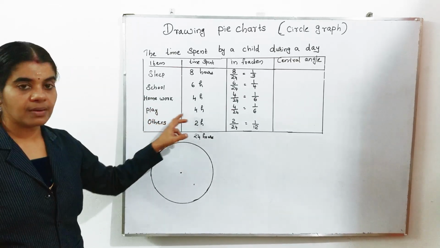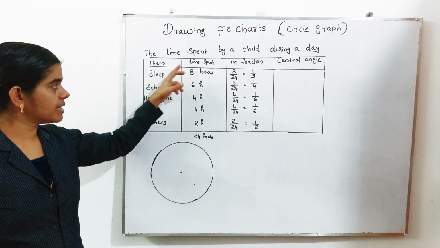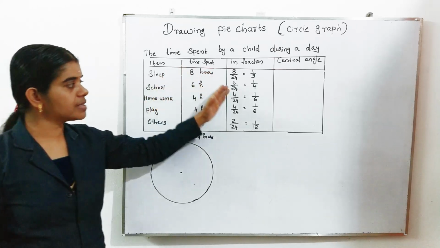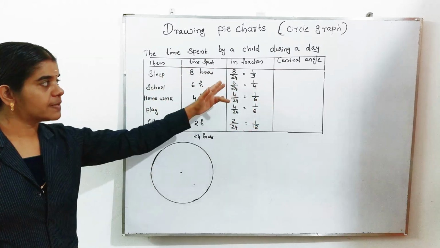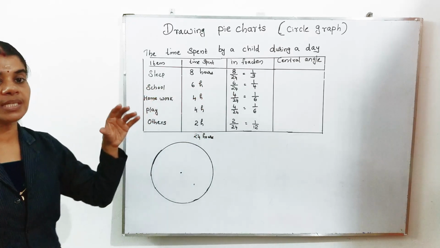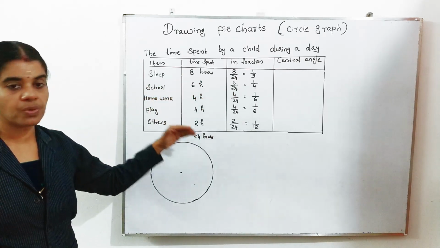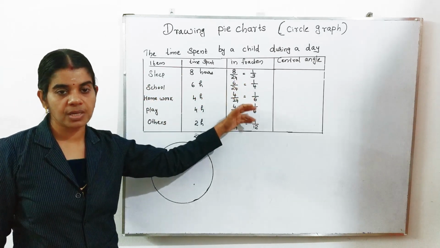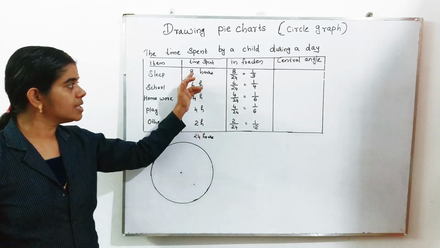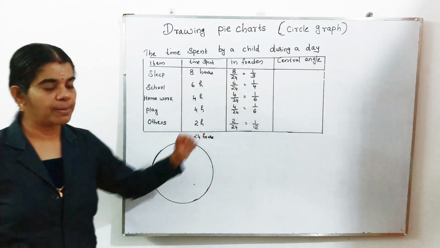That means this will be our question. Sleep item and time spent. These two are given. Next you want to make two more columns. First one is in fraction. How much is the total? Given divided by total, then you will get the fraction. Here 24 hours are the total. So 8 by 24, you are getting 1 by 3.